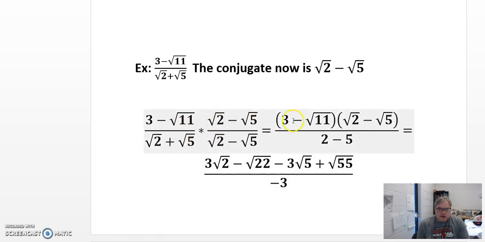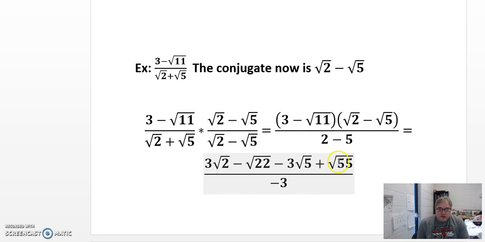I multiply by the conjugate. On top, it's going to look like this. Next step will be FOILed out. The bottom, when I FOIL that, square root of 2 times square root of 2 gives me 2. I'm going to get square root of 10 minus square root of 10. They're gone. Square root of 5 times negative square root of 5 is minus 5. So that simplifies on the bottom to a negative 3.